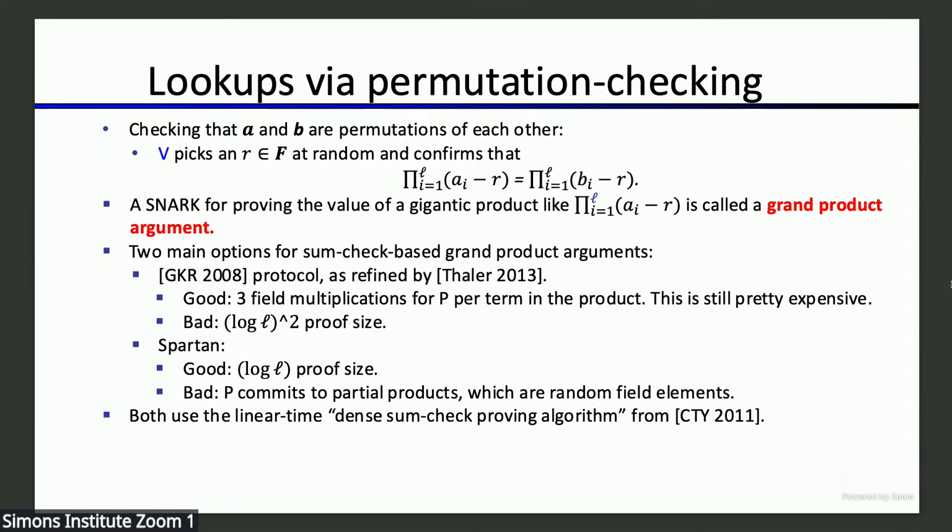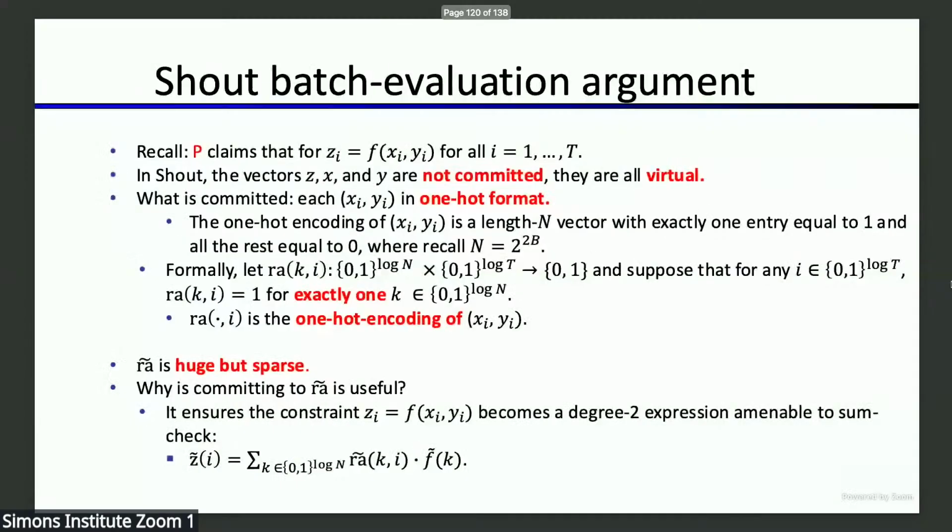A lot of lookup arguments use univariate techniques, and everything's the same except the grand product arguments, and then there's a quotient polynomial, and that makes the prover slower and things like that. Okay, so now I'll tell you how Shout works. One nice thing about Shout is it makes a lot of things virtual that previously had to be committed. I defined the problem before, back to the batch evaluation viewpoint, where xi, yi, and zi were all committed. In Shout, they'll actually all be virtual.